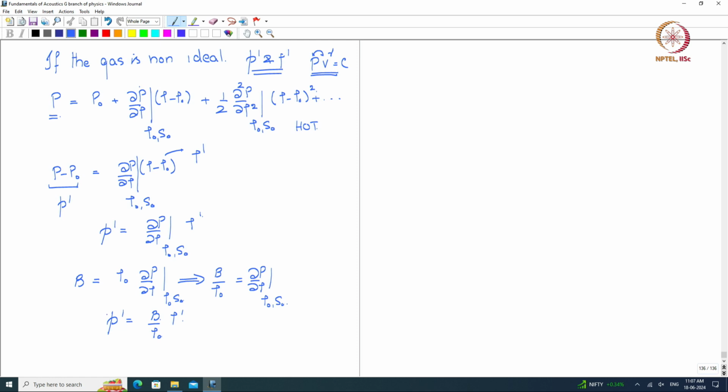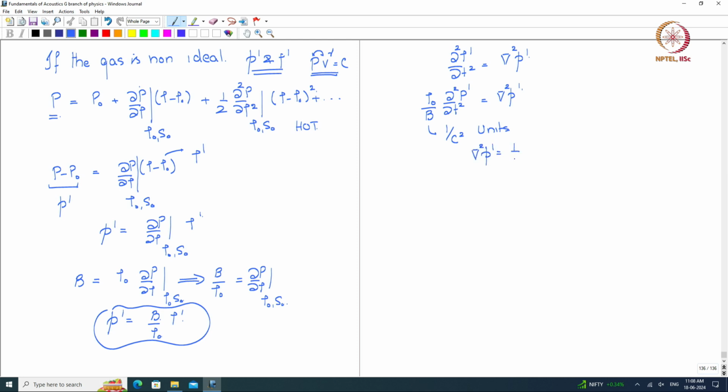Now for this general case also, as we left off at del 2 rho dash by del t square is equal to del square of P dash, then we write rho dash as del 2 by del t square P dash into rho 0 by B. Then this has 1 over c square units, 1 over speed square units, and so we write this as del square P dash is equal to 1 over c square del 2 P dash by del t square. That is the acoustic wave equation.